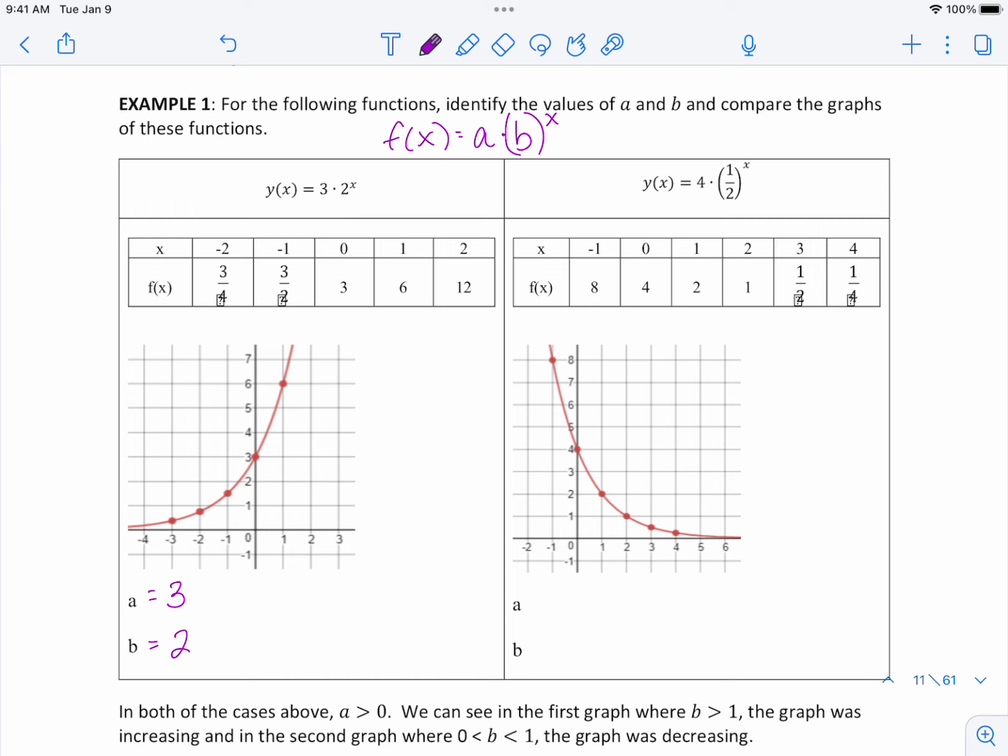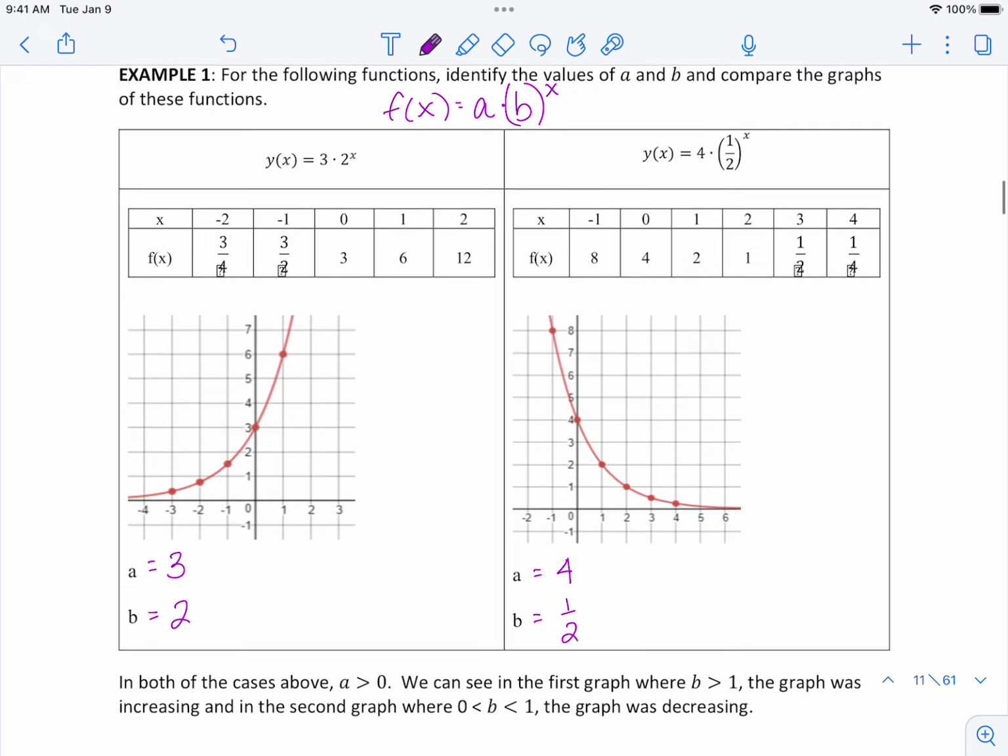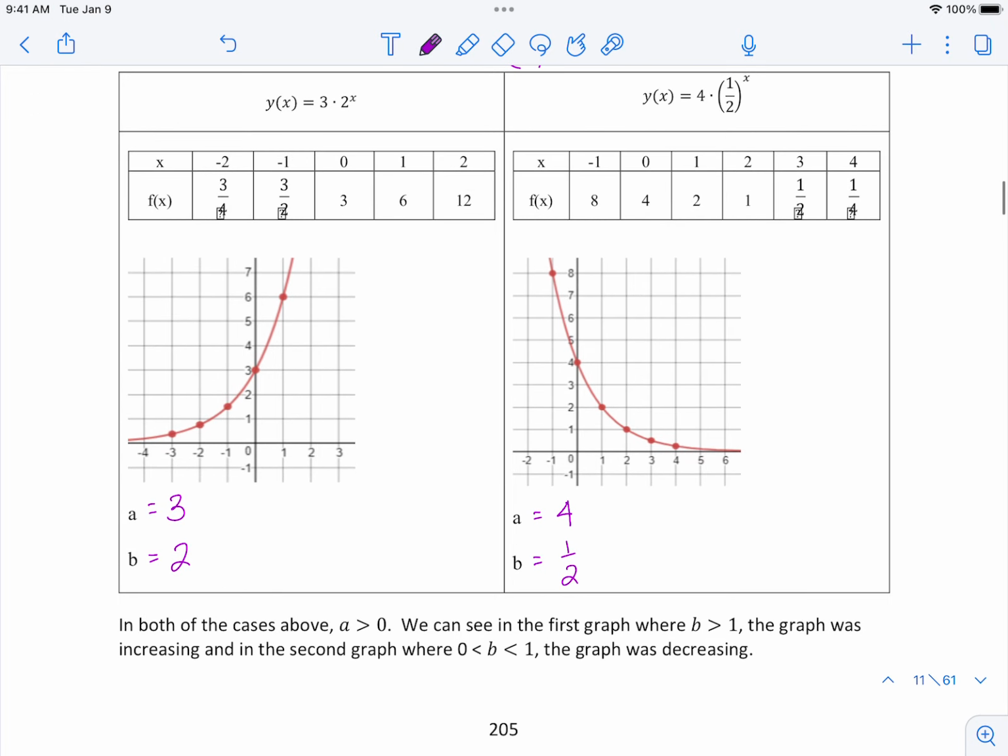If we look at the second graph, we can see that our starting value is 4, and our b, our multiplier, is 1/2. In both of the cases above, a is greater than 0. We can see in the first graph where b is greater than 1, the graph was increasing. And the second graph where b is between 0 and 1, the graph was decreasing.